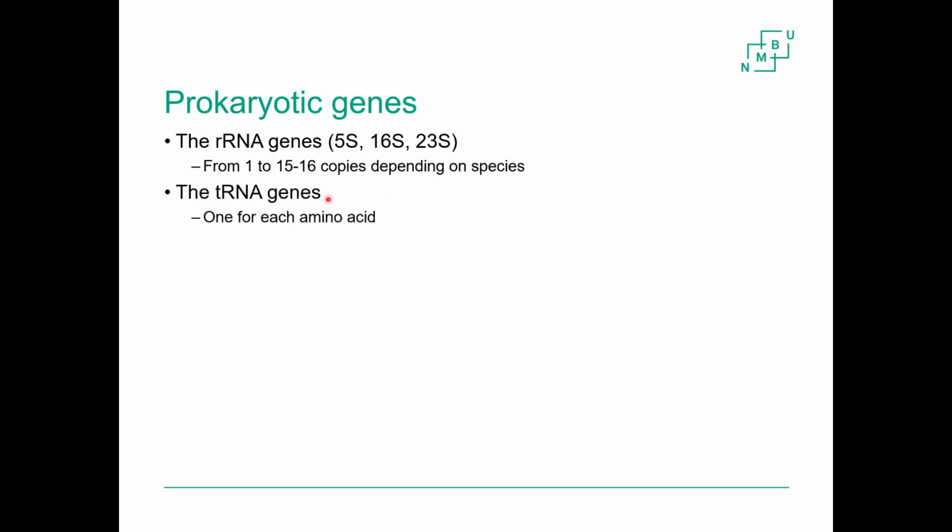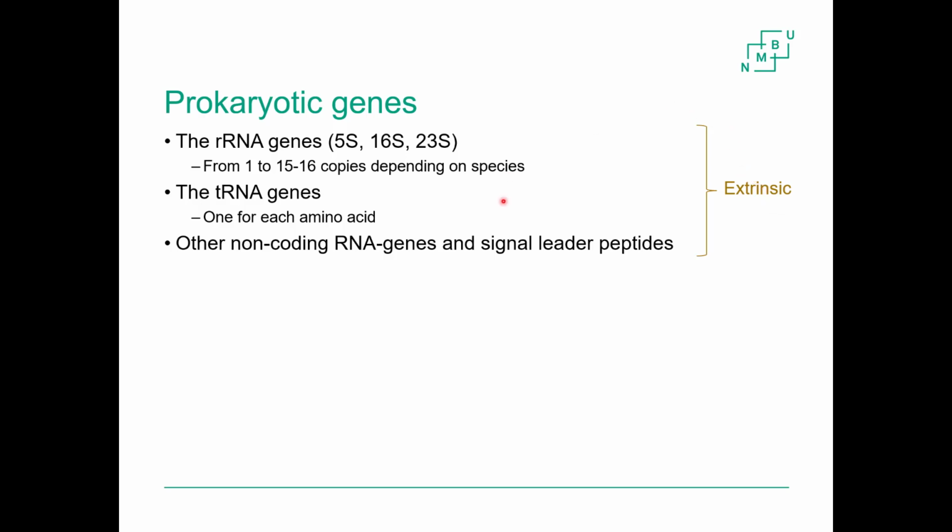The tRNA genes are also in there, and they are coding for the amino acids. And just like the rRNA genes, the tRNA genes are often very conserved, right? So if you have seen them in one organism, you will recognize them in another organism because they are quite the same. And there are also some other non-coding RNA genes and leader peptides and so on. And these are typically genes we find by this extrinsic approach, right? Because they are conserved.